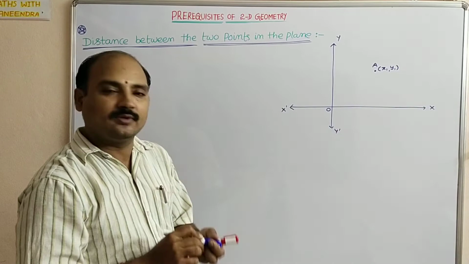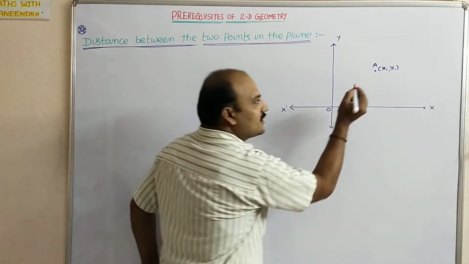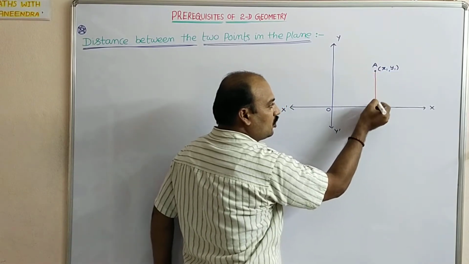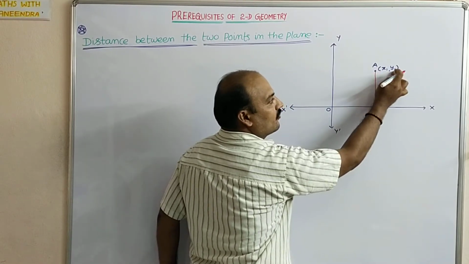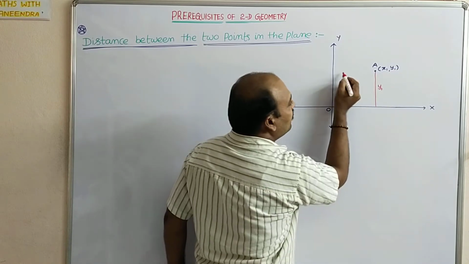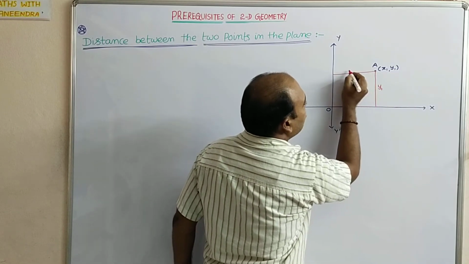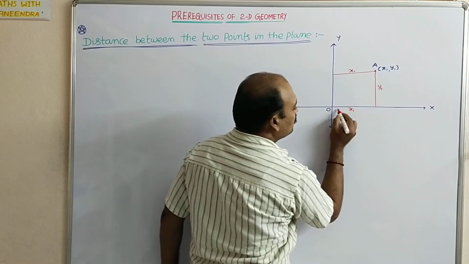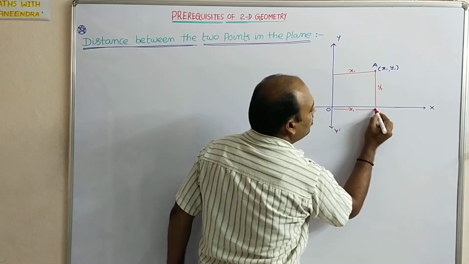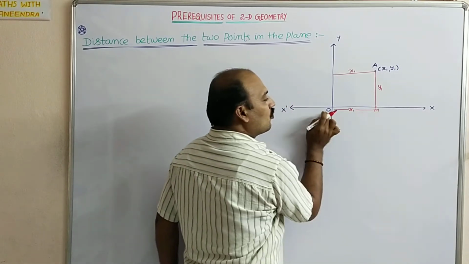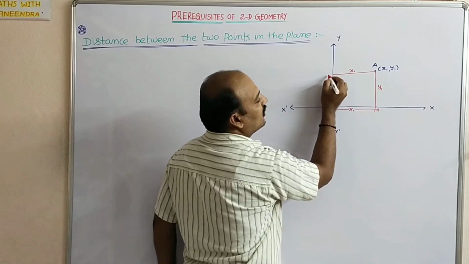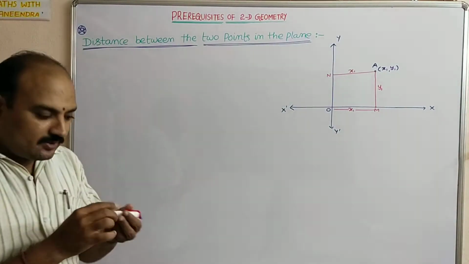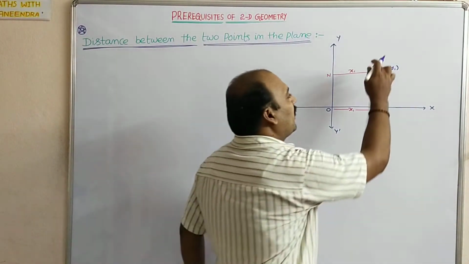That means the distance from a point A to the x-axis is, we know, equal to y1, the y coordinate. The distance from the y-axis to the point is x1. So from here to here, how much distance is there? From here to here is also the same distance. Here I am taking M. So OM is equal to x1. Obviously here also you take some point N. NA is also x1.